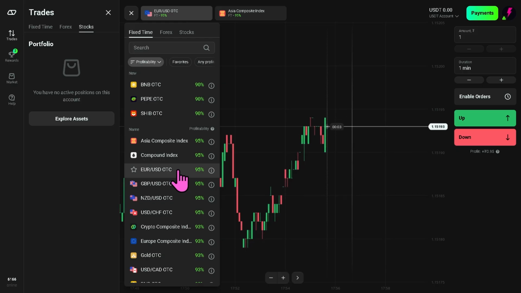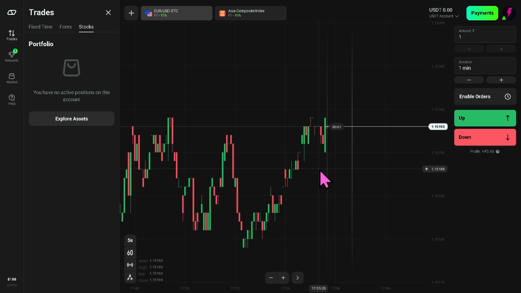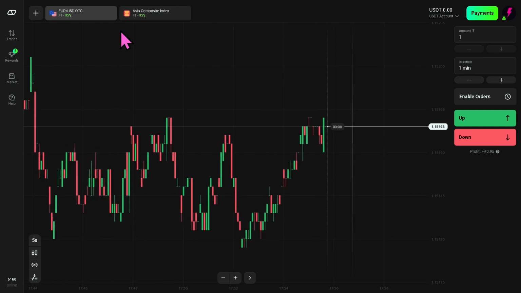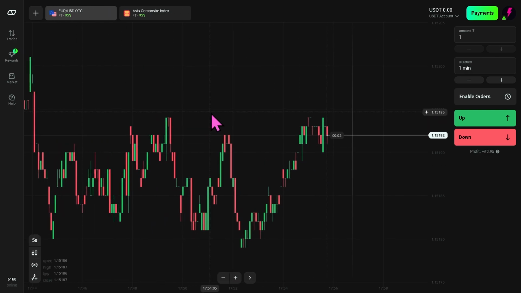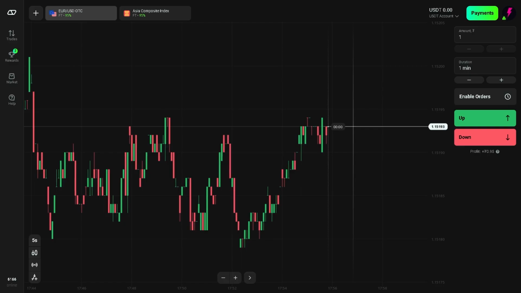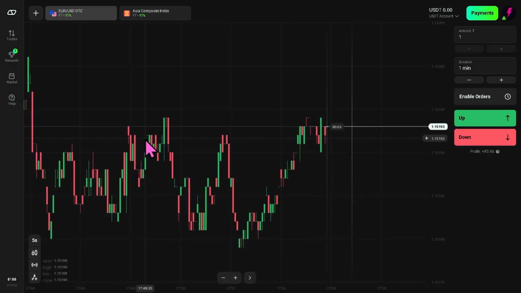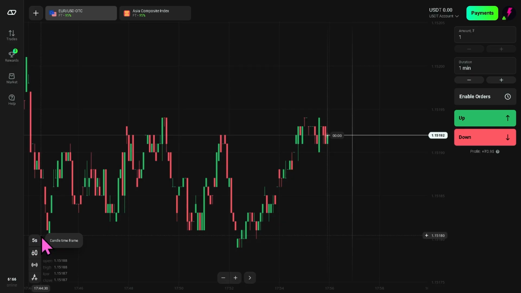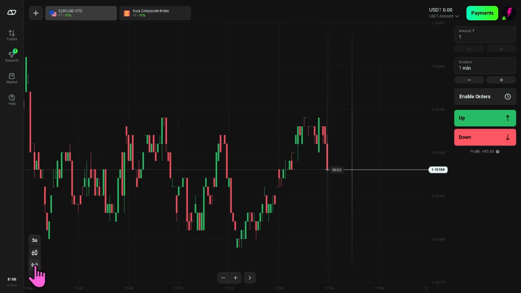Once selected, the price chart will automatically load in the center of your screen. This is where we will perform all of our market analysis. Now, at the bottom left corner, you will see that there is a toolbar. And from here, you can choose different chart types. You see these chart types right here.